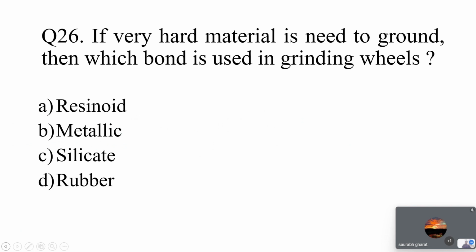If very hard material is to be ground, then which bond is used in a grinding wheel? You know the concept of what we mean by very hard grinding. For very hard material, your grain should be dislodged. It should be dislodged, it must be removed.